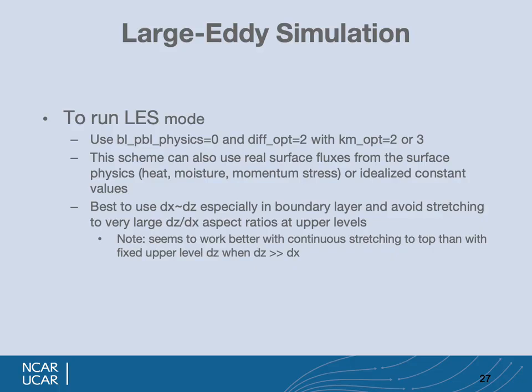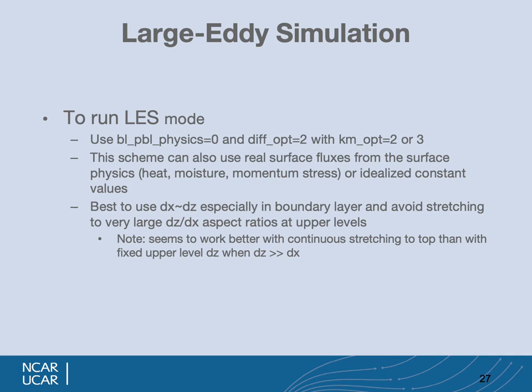When you're using this type of option, it's best to try and match your horizontal and vertical grid sizes to get isotropic diffusion. You can treat the physics more uniformly in both the horizontal and vertical direction. And the assumptions in these schemes are better when you have more uniform vertical versus horizontal grid sizes.